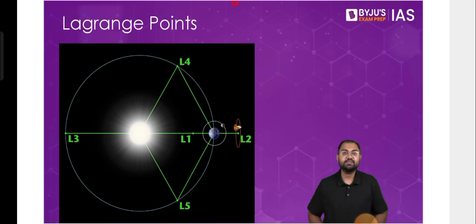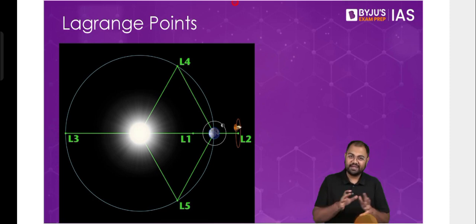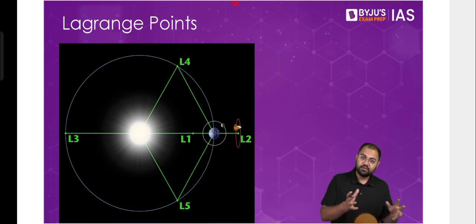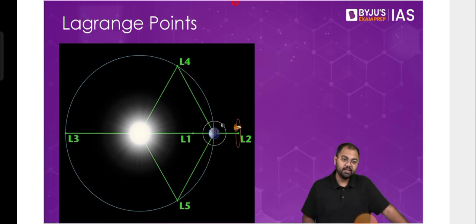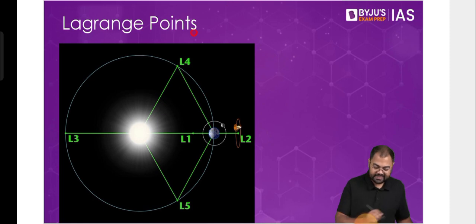All right, so let's begin with our session. Yesterday we had seen and understood how satellites are launched and the basic science behind the launch of satellites. And then after that, one by one, all the different orbits and the kinds of satellites that are launched into those orbits, all these are the things that we had discussed. Now, to continue from there, the next topic for us is Lagrange points.